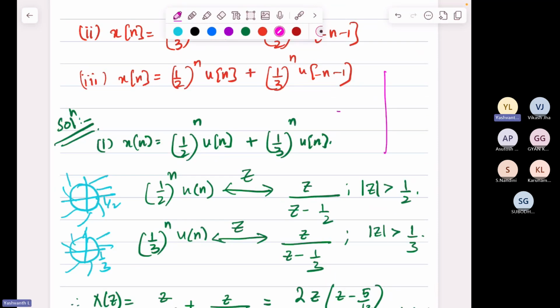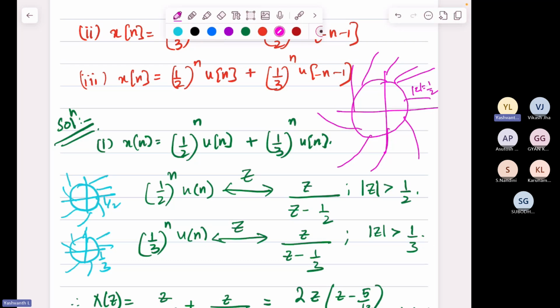So what about |z| greater than half? Let me just draw |z| greater than half. This is |z| equal to half, so |z| greater than half is this. This is the ROC. Now the second ROC is |z| greater than 1 by 3.